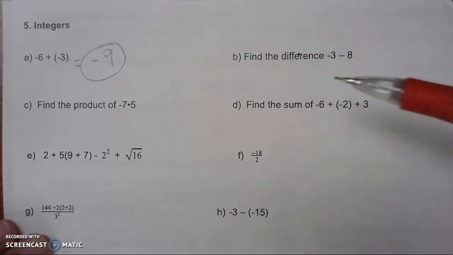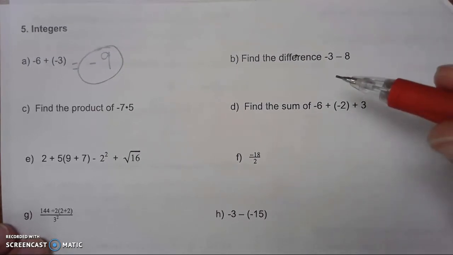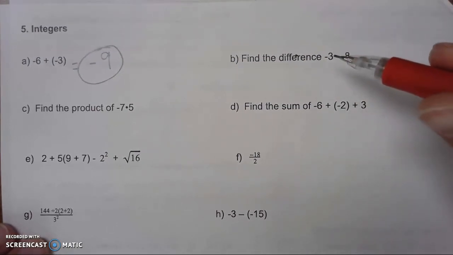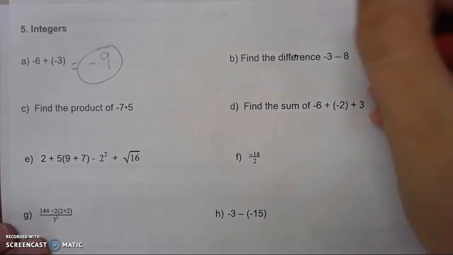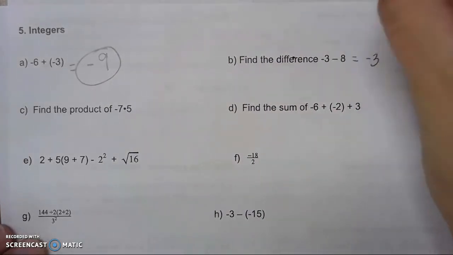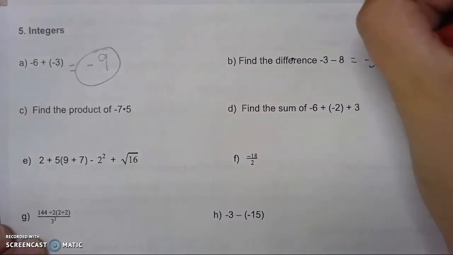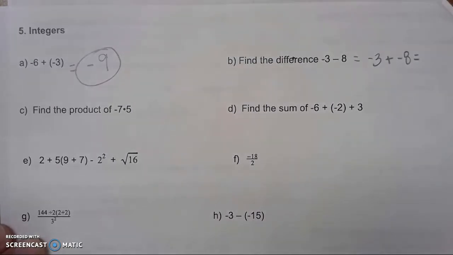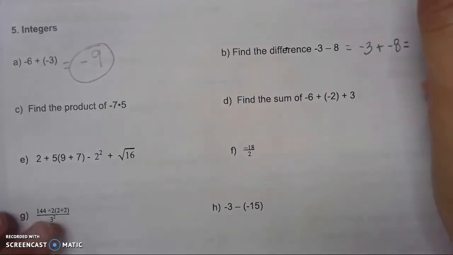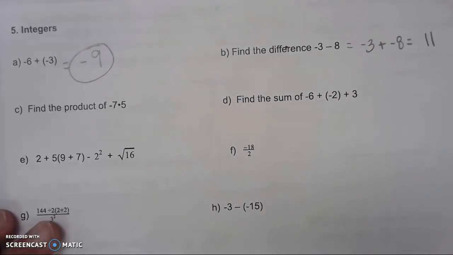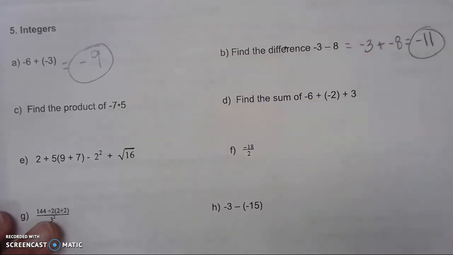For B, when we talked about subtraction, just like we did on the first page, you always want to change subtraction to addition and then add the opposite. So if I were to change subtraction to addition and add the opposite of a positive 8 is a -8. So -3 minus 8 is the same thing as -3 plus -8. So I'm adding two signs that are the same, so I'm going to add like normal. 8 plus 3 is 11. And since I'm adding two negatives, I'm going to keep the negative sign.